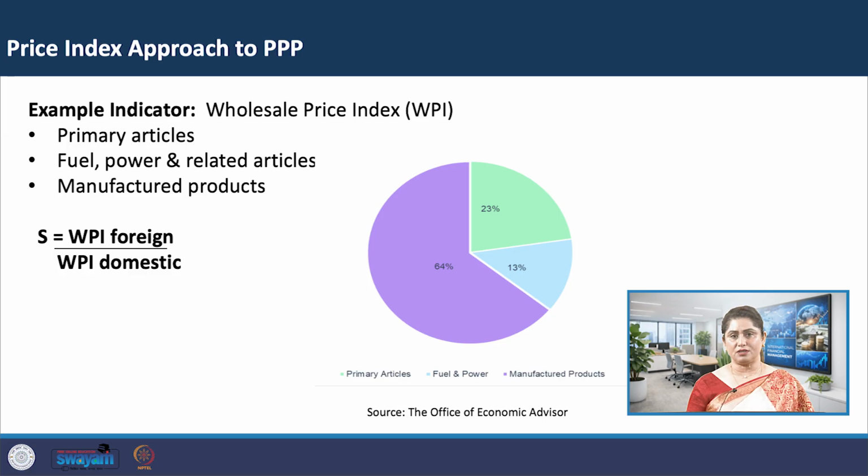One commonly used indicator for this purpose is Wholesale Price Index, or WPI, which covers a wide range of goods including primary articles, fuel and power products, and manufactured goods. By comparing the WPI of two countries, we can get a more comprehensive picture of relative price levels and thereby estimate a more representative PPP based exchange rate.